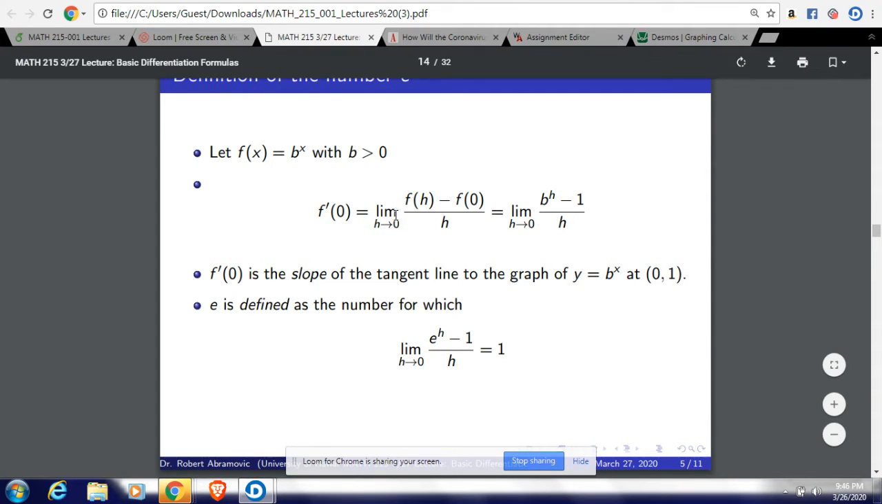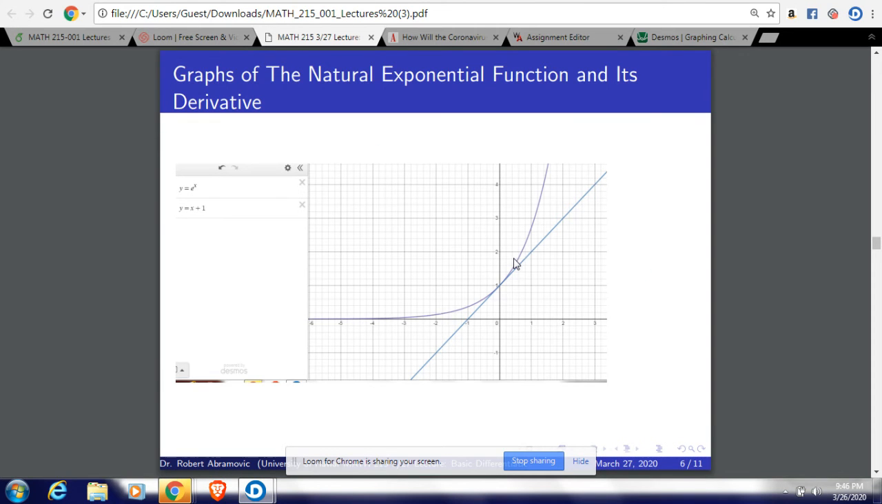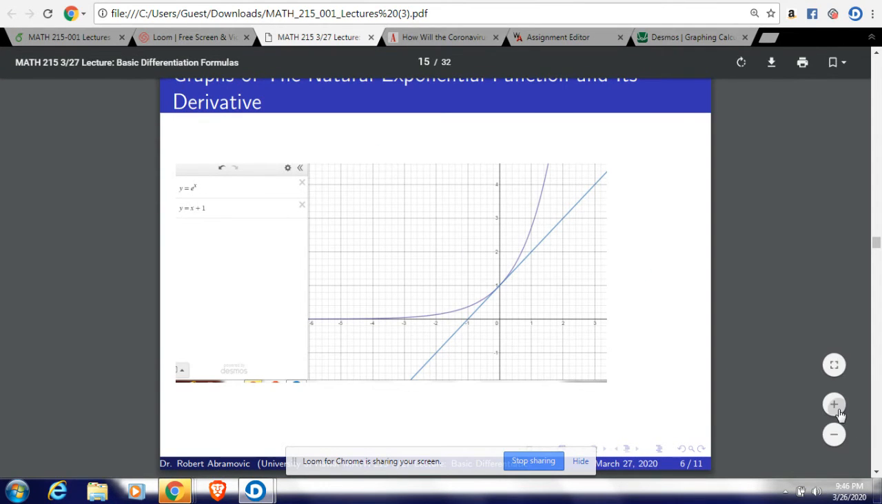And so you might have been wondering how the number e was defined earlier. Well, it turns out the number e is defined by this formula. It's defined as the number for which the limit of e to the h minus 1 divided by h is equal to 1. This means it's defined as the number for which the slope of the tangent line to the graph of this exponential function at the point 0, 1, all exponential functions cross this point, has slope equal to positive 1.